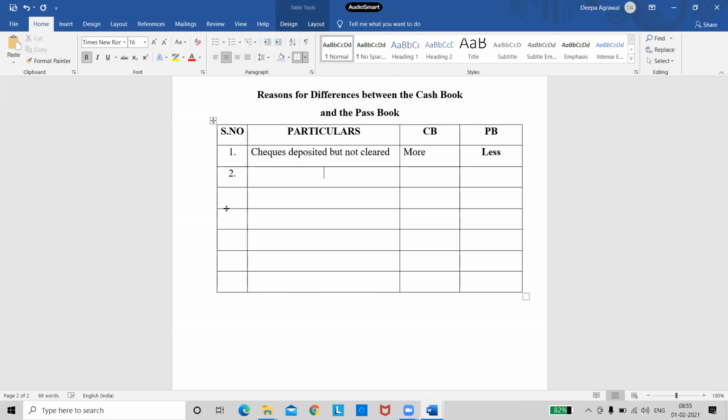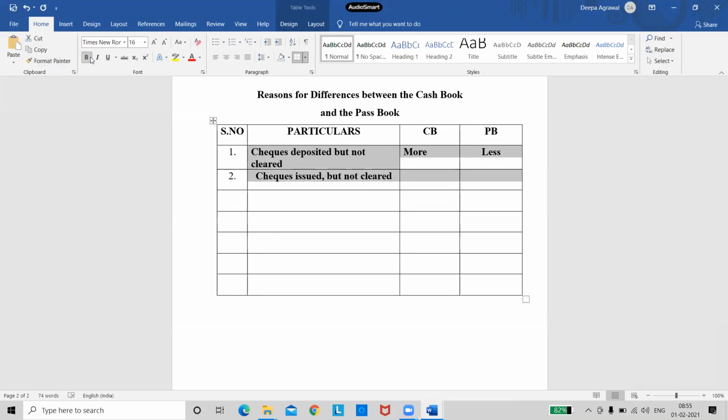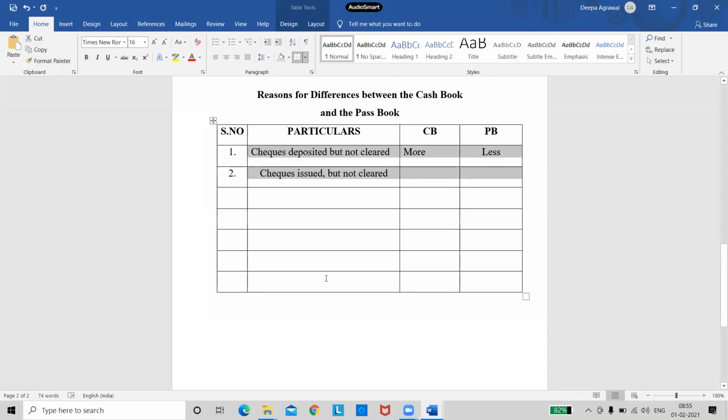Now the second point I say is checks issued but not cleared. I hope everyone is noting down this as it is. You'll have to write down everything. Please note down this. This is required. Checks deposited, issued but not cleared. So when I say checks issued but not cleared, what does this mean again?